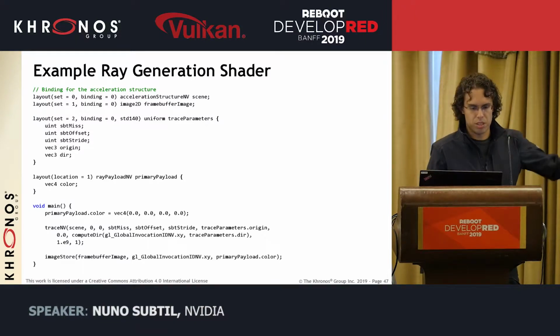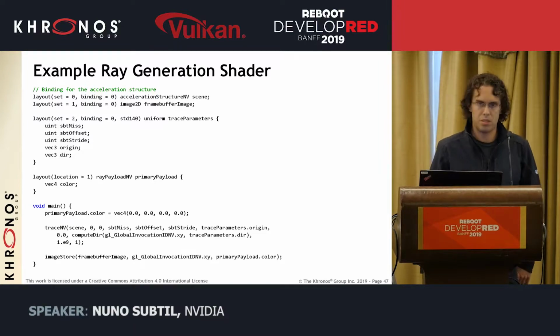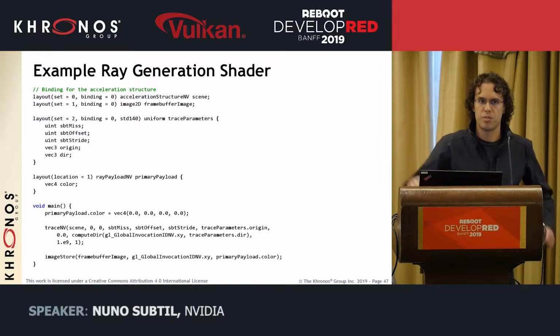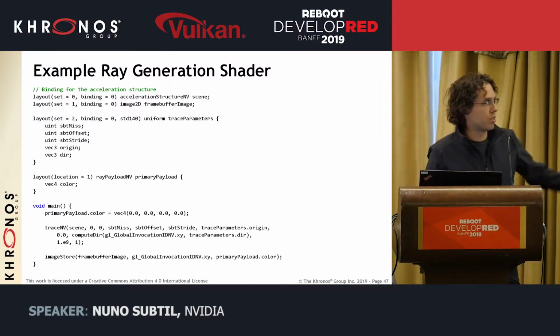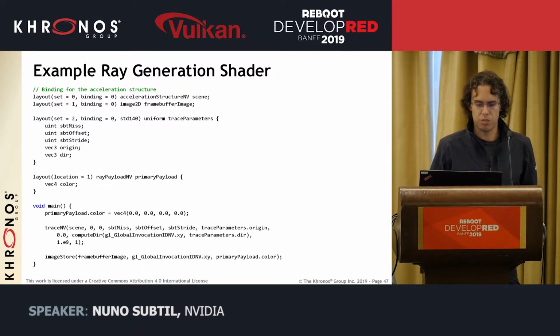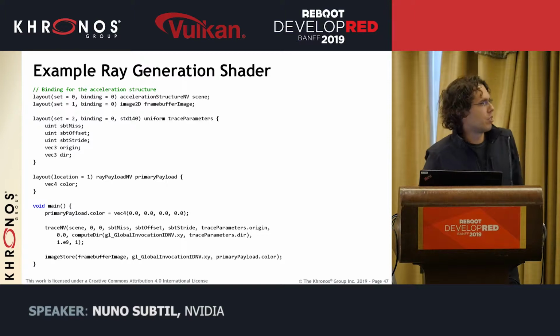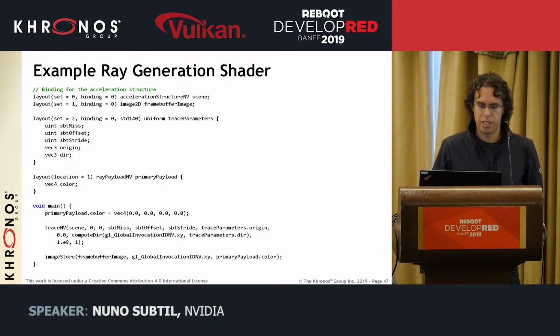We have a uniform block that gets a bunch of parameters. They are related to the SBT indexing, where you may want to have different chunks of the SBT for execution of this shader. So we pass those in as a uniform block. And then we define the payload for the rays that we're going to shoot. And this payload just has a color value in it, a vec4 color value.